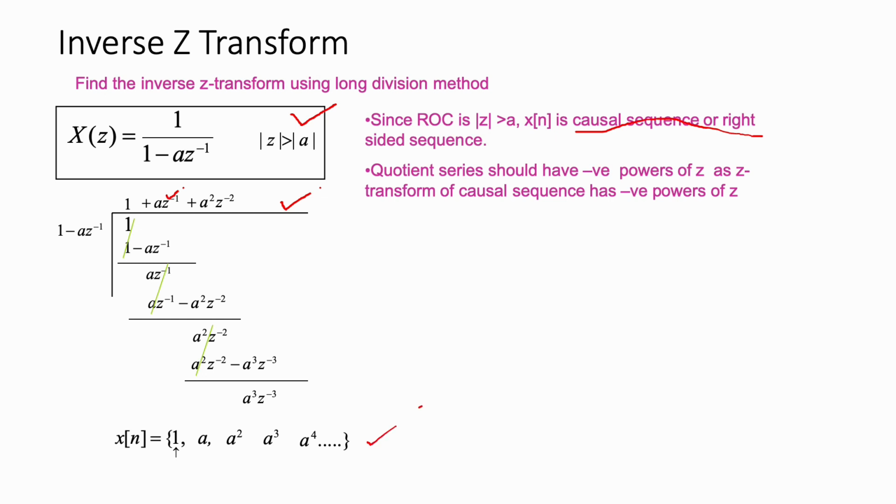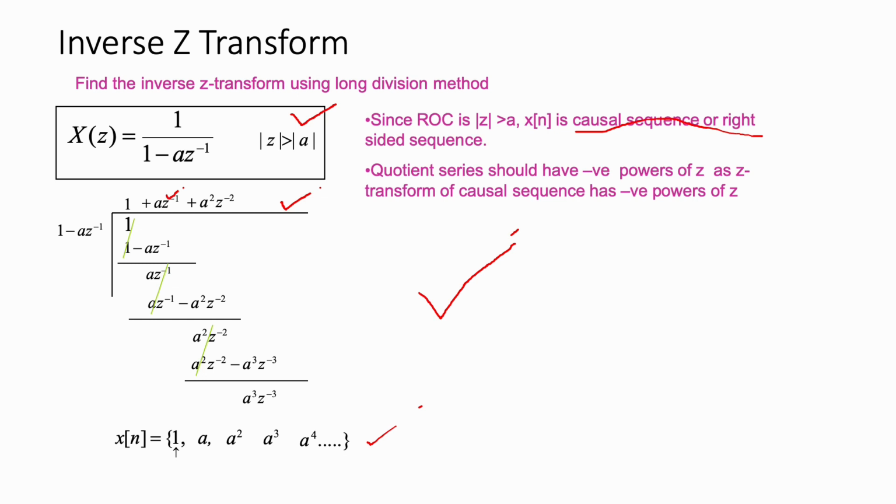So x of n is equal to, within curly brackets, the first number is the origin amplitude. So you mark it 1, the origin represented by the arrow. The second, a, you mark it. Then you have a square. Then it will go a cube, a to the 4, like that. So this is the long division method applied to find the inverse Z transform for this signal.